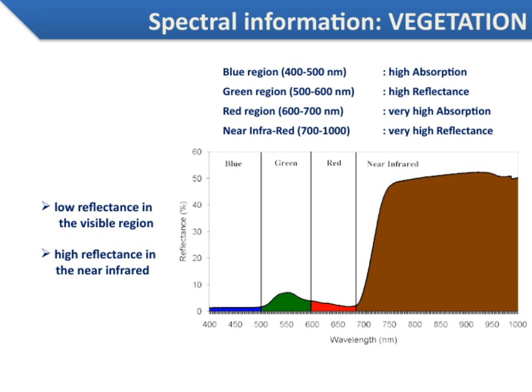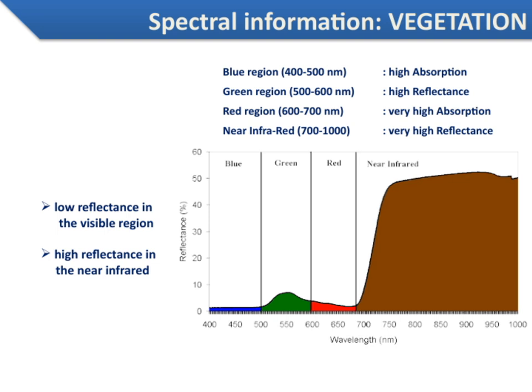In the red region, between 600 and 700 nanometers, absorption is very high again. That's why red light is strongly absorbed by healthy vegetation, and it plays a key role in vegetation health assessments. Now, in the near-infrared region, from 700 to 1000 nanometers, reflectance becomes very high. This high near-infrared reflectance is characteristic of healthy, vigorous vegetation.